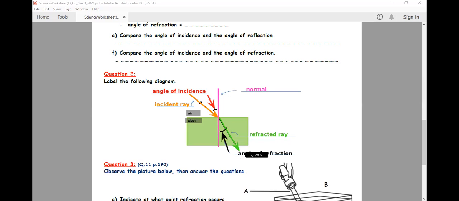Okay, and let me remind you that the incident ray and the refracted ray are found in two different places. The orange ray is found in the air, but the refracted ray is found in the glass. So they are found in two different media. Is it clear for everyone? Yes.